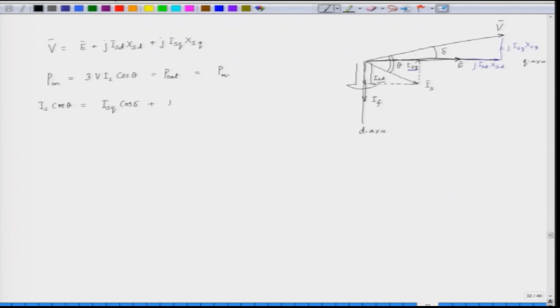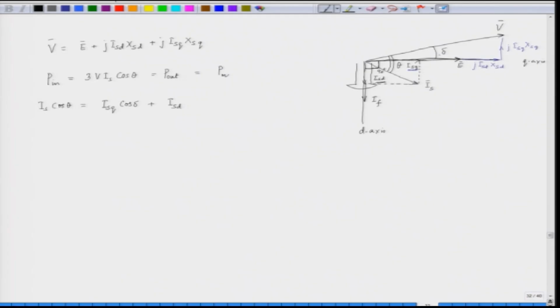Plus I s d. I s d is this current, and the angle which I s d makes with V is 90 degrees. The angle between the d axis and the q axis is 90 degrees.